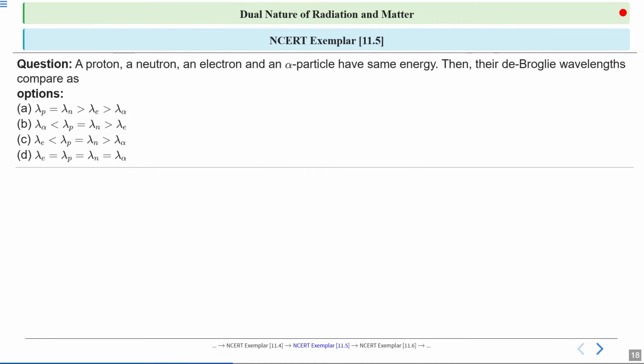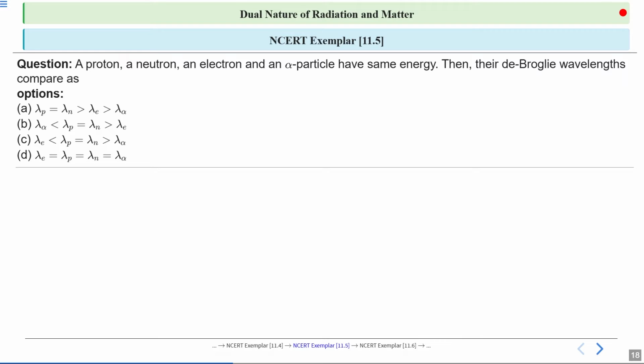Now let's examine NCERT example 11.5. The question says a proton, a neutron, an electron and an alpha particle have the same energy. Then their de Broglie wavelengths compare as... Which type of energy? They have the same kinetic energy. So we have to modify the formula for de Broglie wavelength in terms of energy.